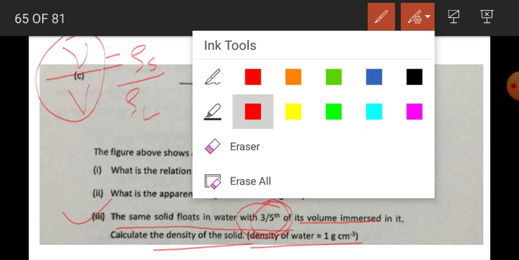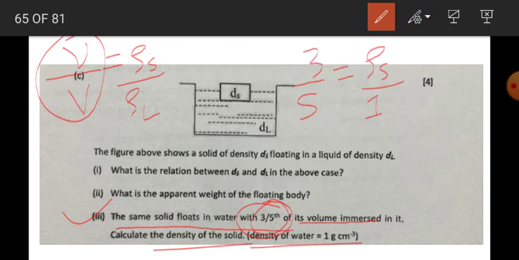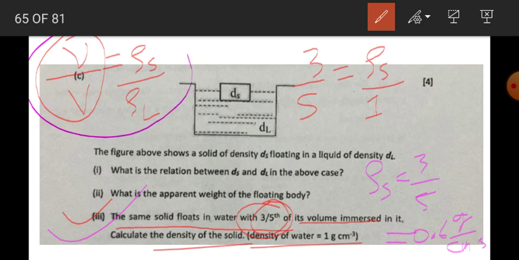So how much is that going to be? 3/5. Density of the solid is going to be 0.6 gram per centimeter cube. Okay, so this is how we can solve numericals based on the principle of flotation. These numericals are quite important. This is the formula you need to remember. I hope you have understood this.